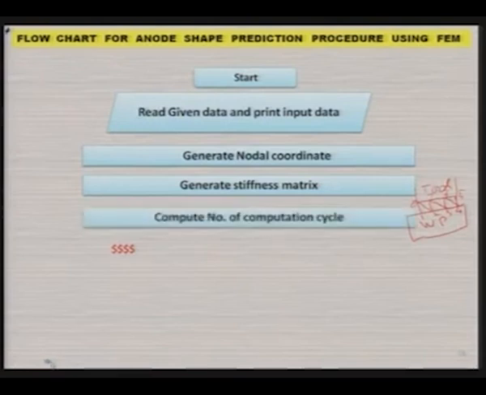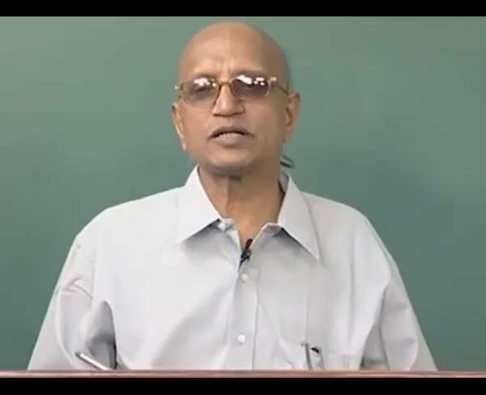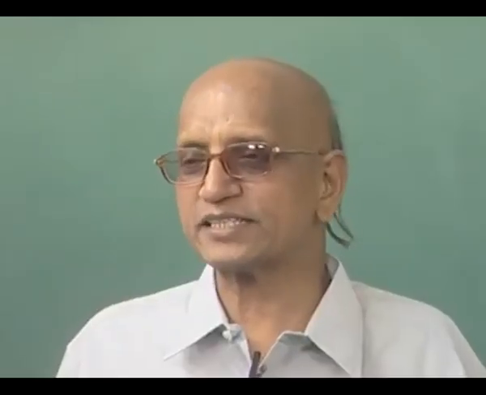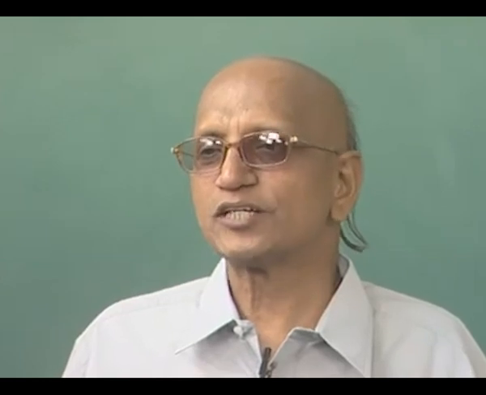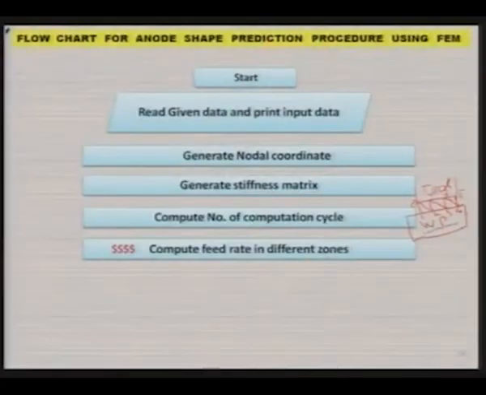You have to develop the stiffness matrix and compute the number of computation cycles required to drill the hole or to machine the workpiece surface. Then compute feed rate in different zones, as I have mentioned in the earlier slide: if the feed rate direction is not normal to the workpiece surface, then you have to calculate the effective feed rate at different points which are to be analyzed, just like points 1, 2, 3, 4 in this particular case.